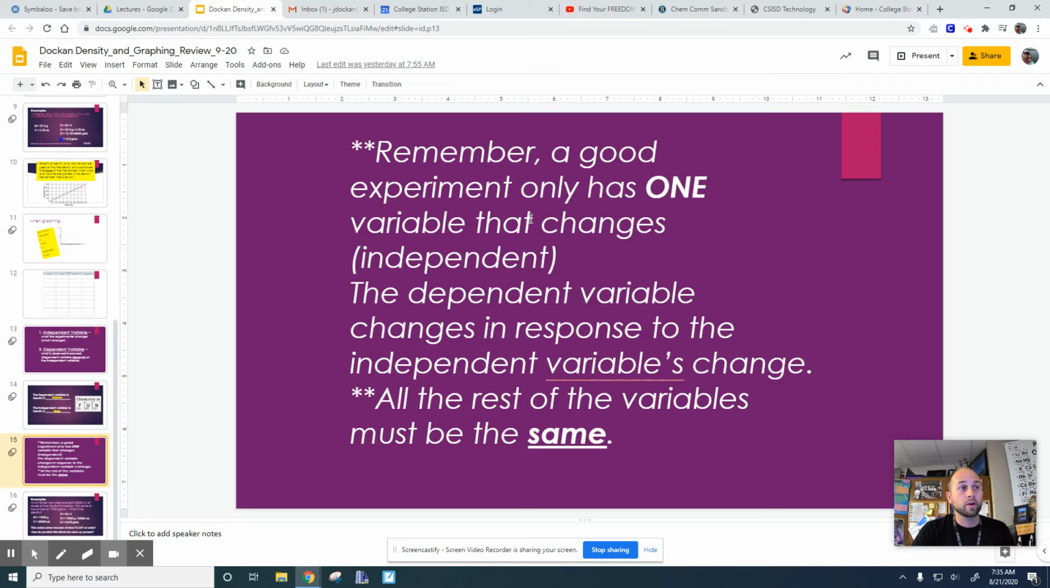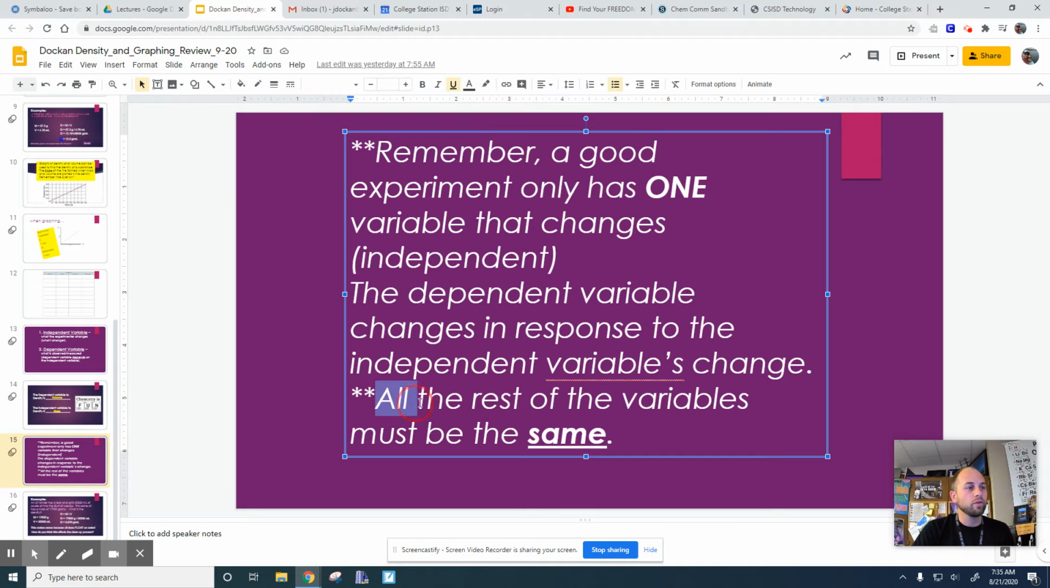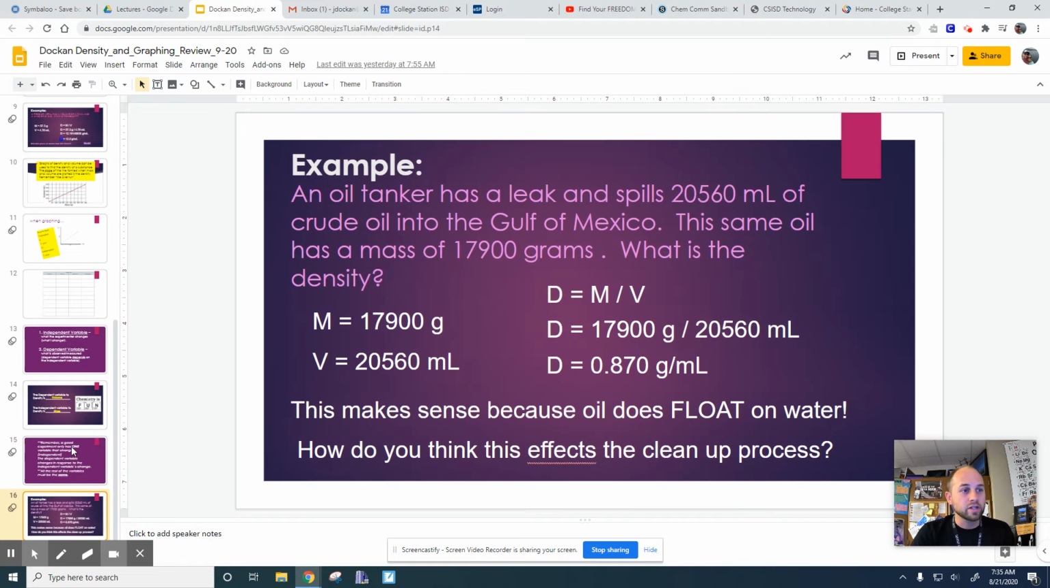Remember, a good experiment only has one variable that changes, the independent variable. You only want to change one variable in an experiment. The dependent variable changes in response. It depends on what you change. All the rest of the variables, this is important, are the same. Those are called control variables. We control them because we keep them the same. And we're going to finish here on notes.